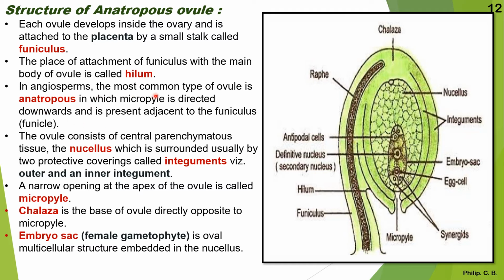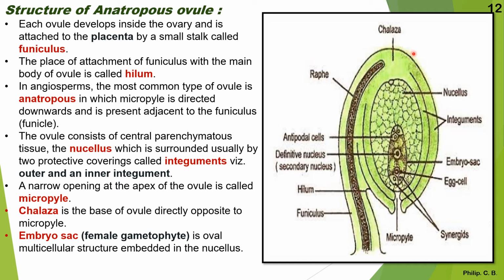Further, in angiosperms, the most common type of ovule is Anatropous, in which the micropyle is directed downwards and is present adjacent to the funicle. So one important aspect to add here: which ovule is this? Anatropous. Now there is another type which we call orthotropous. What is the difference between ortho and ana? In an Anatropous ovule, the micropyle and the funicle lie at the same end, whereas the chalaza is on the opposite end. Whereas in an orthotropous ovule, the chalaza will be at the down end along with the funiculus, whereas the micropyle will be at the opposite end, at the anterior end.